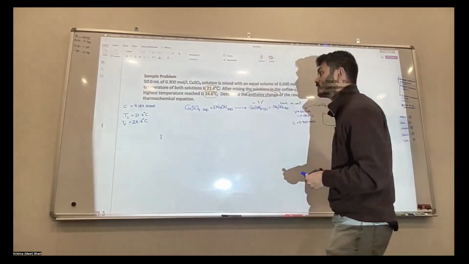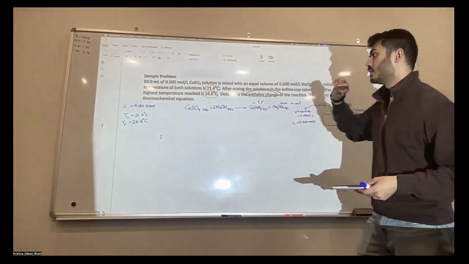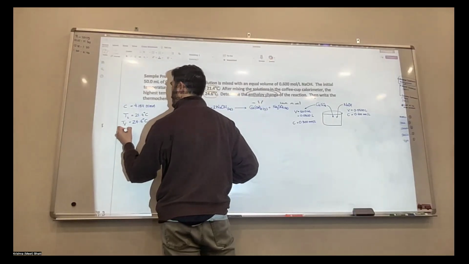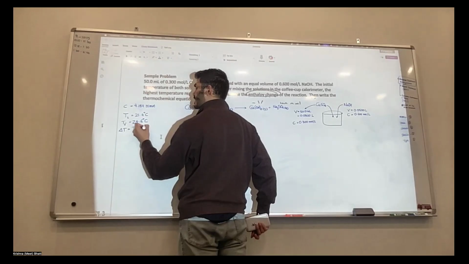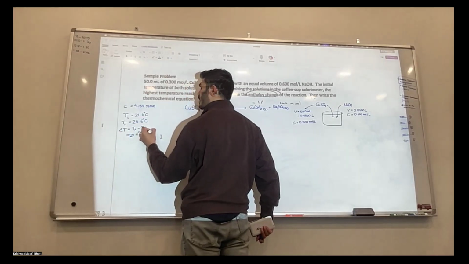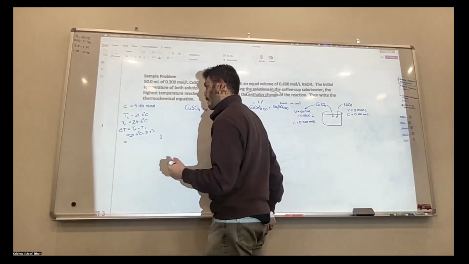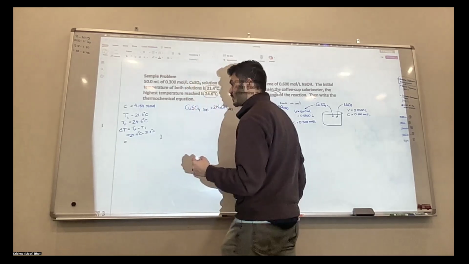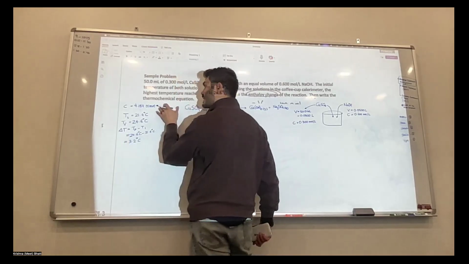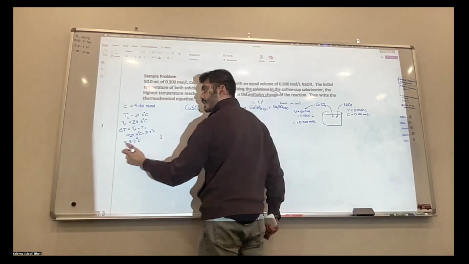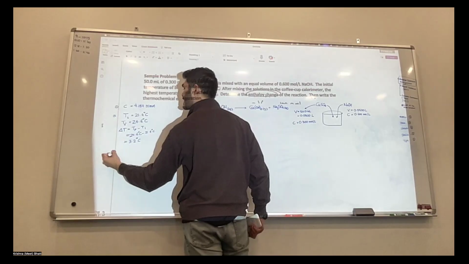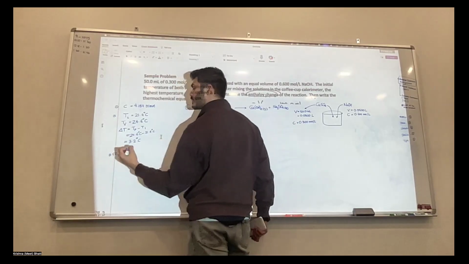So we have the temperature change. The delta T is going to be equal to TF minus TI: 24.6 degrees Celsius minus 21.4 degrees Celsius, which is equal to 3.2 degrees Celsius. So we have the C, we have the delta T. What else do we need? M. We need the mass of our solution.